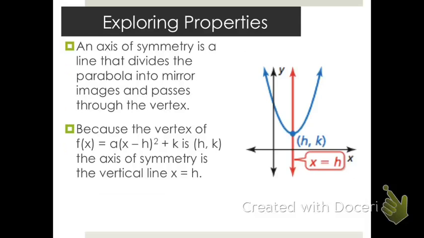So the first thing that I want to talk about is the axis of symmetry, and that is a line that divides the parabola into mirror images and passes through the vertex. So I'll kind of highlight the axis of symmetry here.